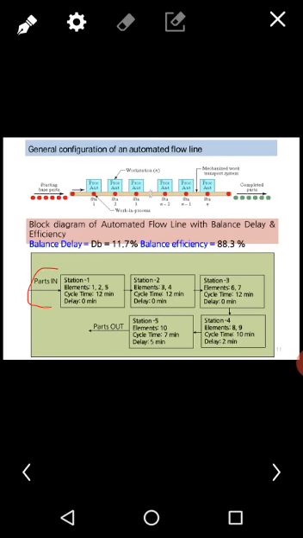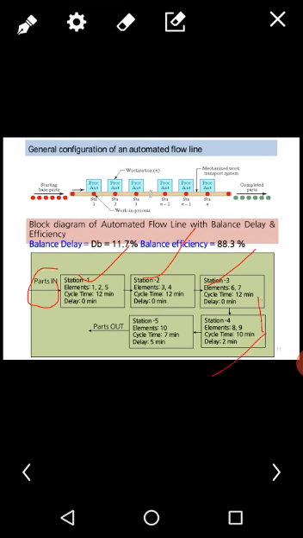The parts go in to station 1, where the elements are 1, 2, 5, and its cycle time is 12 minutes, and there is no delay in station 1. Coming to station 2, we have elements 3 and 4, its cycle time is 12 minutes, and here also we don't have any delay period. Coming to the third station, we have elements 6 and 7, and its cycle time is 12 minutes. In station 3 also we don't have any delay period.